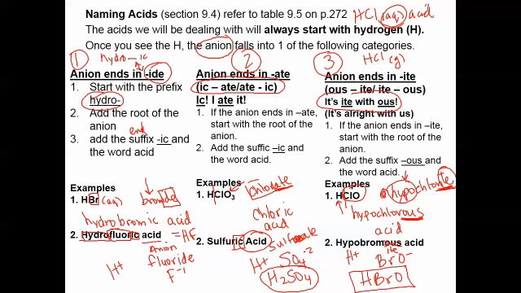Alright, so those are the three categories. Again, hydro-ic goes with ide. That's category number 1. So if you see an IDE, those go interchangeable. Ic goes with ate in category number 2. And then category number 3, ite and ous go together.